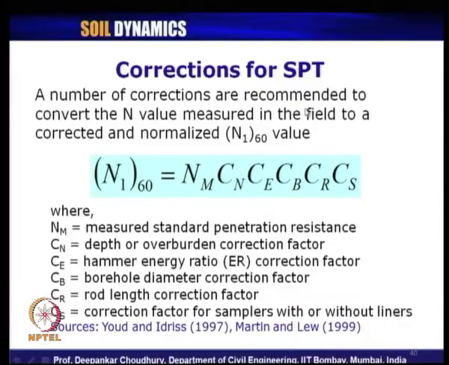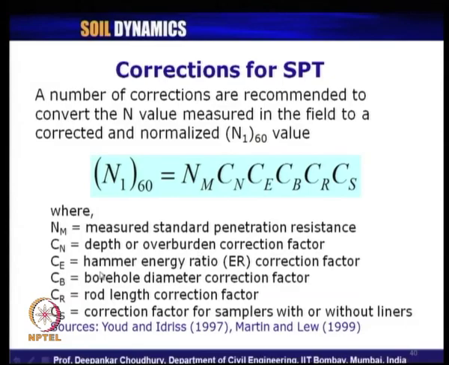A number of corrections are recommended to convert the raw N value measured in the field to a corrected, normalized N160 value. So, N160 is the corrected value, and Nm is the measured standard penetration resistance value, that is, the raw data of N at the site. Then the correction factors are Cn, Ce, Cb, Cr and Cs. What are these corrections? Cn is the depth or overburden correction factor.